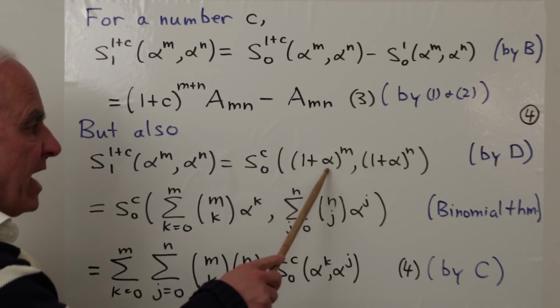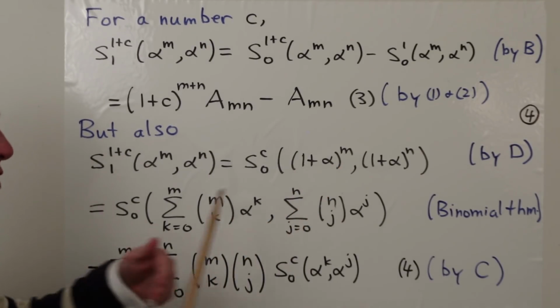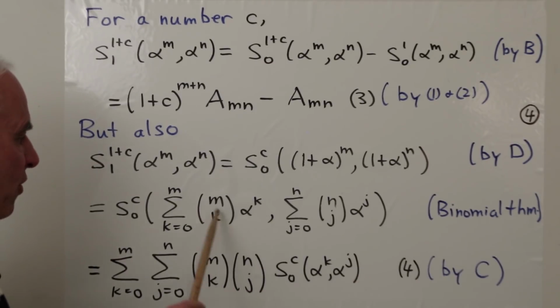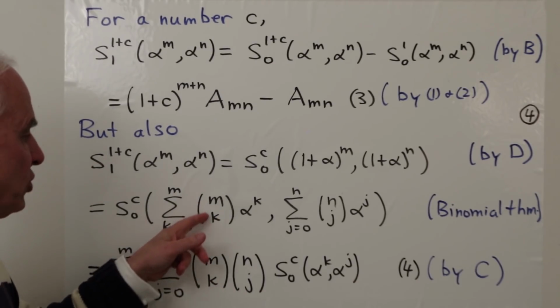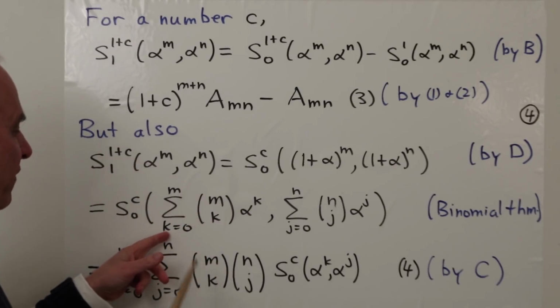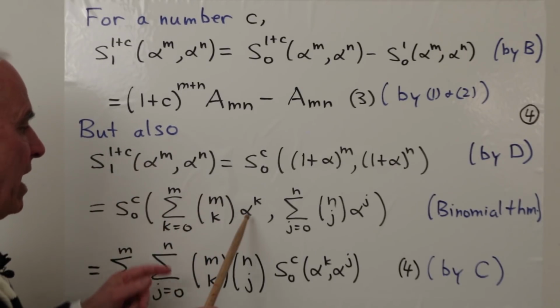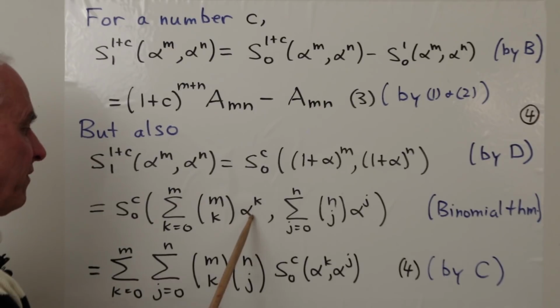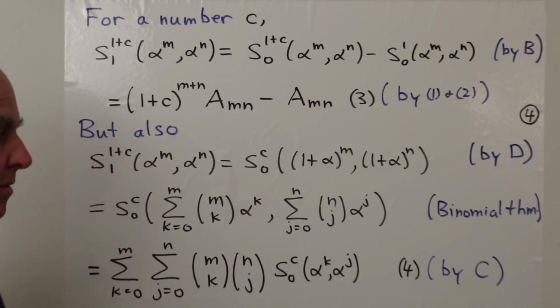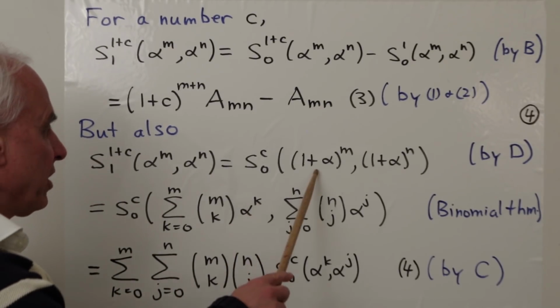We're taking 1 plus alpha to the m. So that's a polynomial in alpha. And the coefficients are binomial coefficients, m choose k, where k is going from 0 to m. The powers of alpha are increasing from alpha to the 0 all the way up to alpha to the m. All right, so that's just the binomial expansion of that.